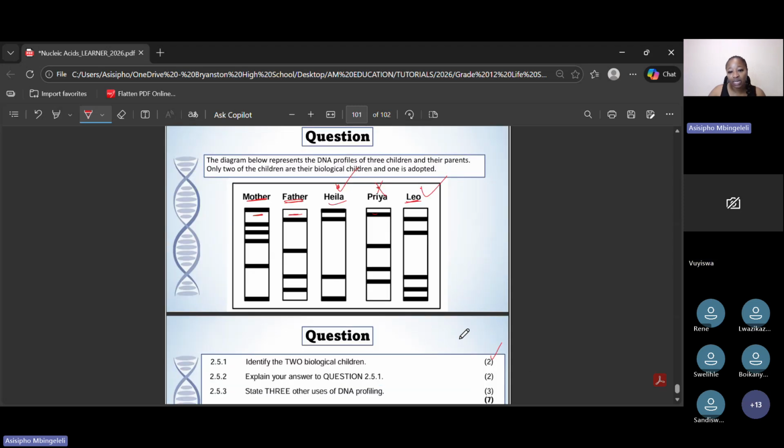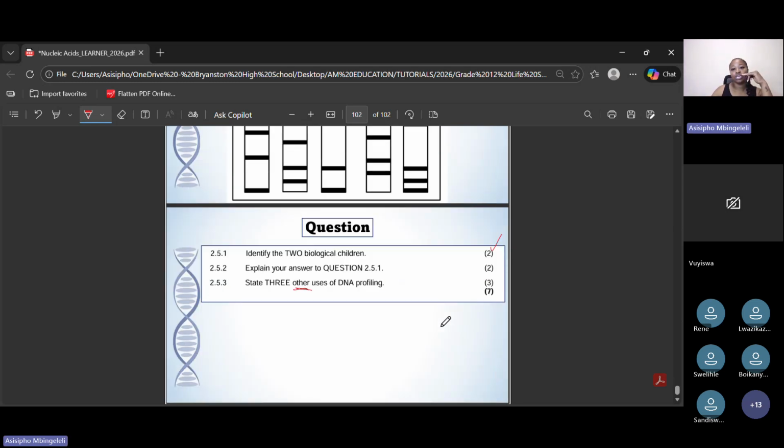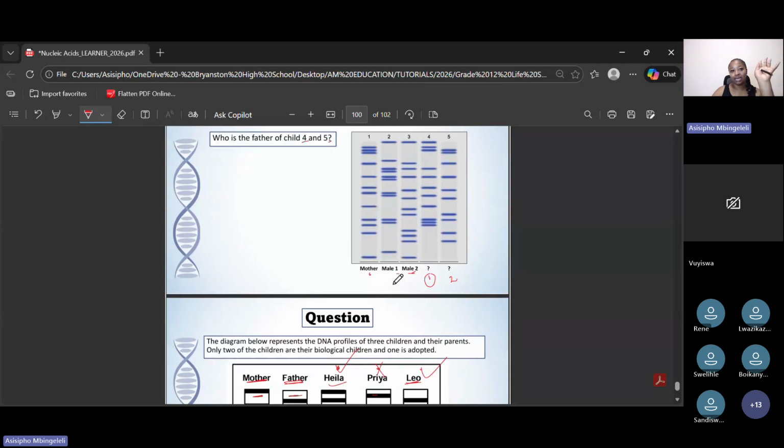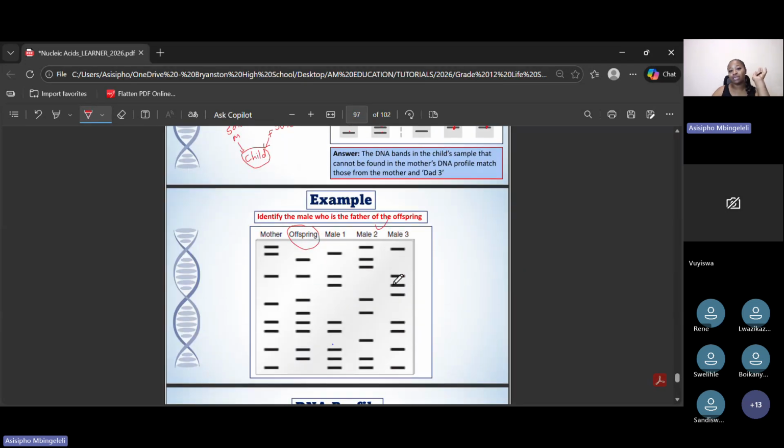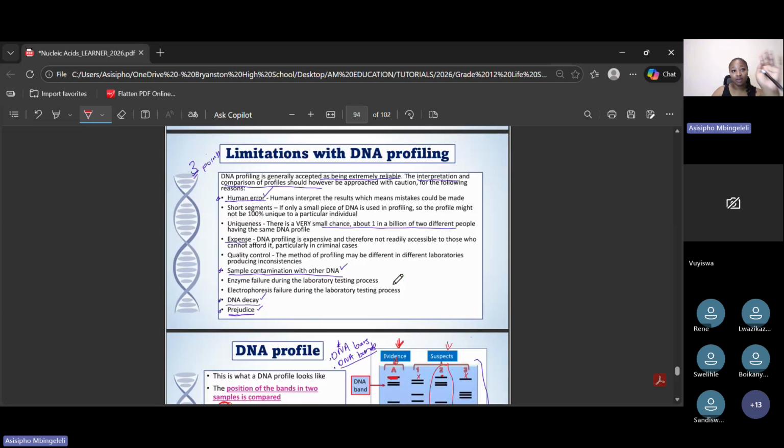State 3 other uses of DNA profiling. We covered this. So when they said other, what we are having in the diagram is one to determine the parents. So you can't say anything about paternity here. You can speak about the tissues, you can speak about all the other points about forensics. So anything about paternity would not be marked for this particular question. All right, we've reached the end. Any activity in this slide, I will try and send the memo for, but this is a section where we need to get high marks.